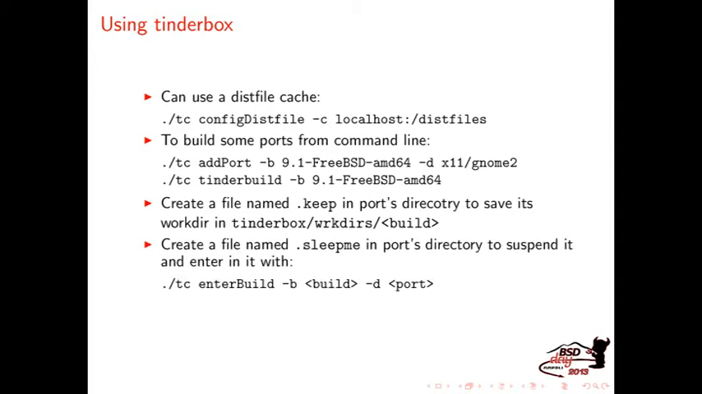An even more advanced option is the slipme file. We can create it any time inside the port directory, and Tinderbox will suspend the build. We can then enter the build with this command and analyze it live, in its suspended state, to see what's going on. After that we can leave this shell, remove the slipme file, and Tinderbox will take over from where we left. We can also modify the directory while it is paused, and it will start from there.